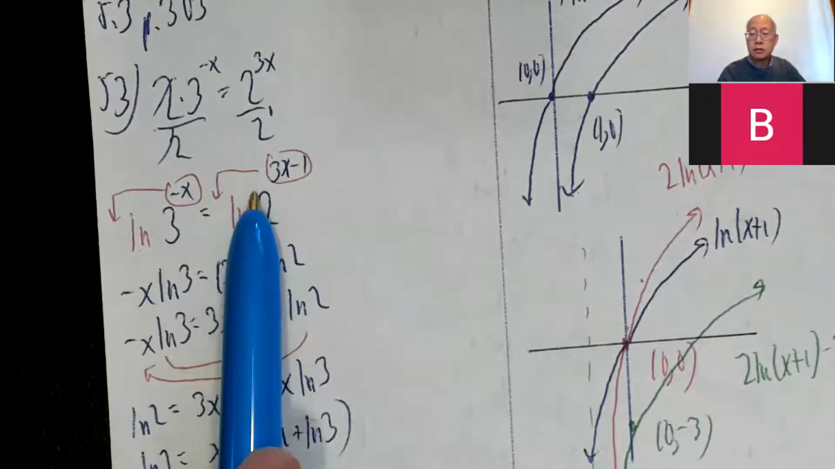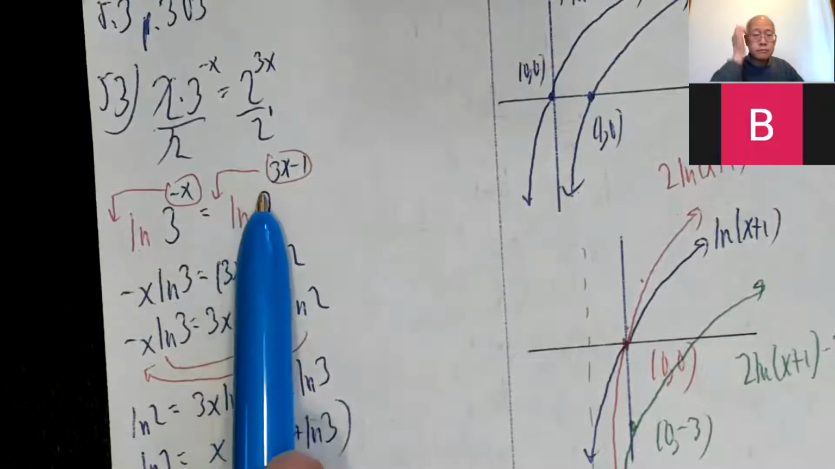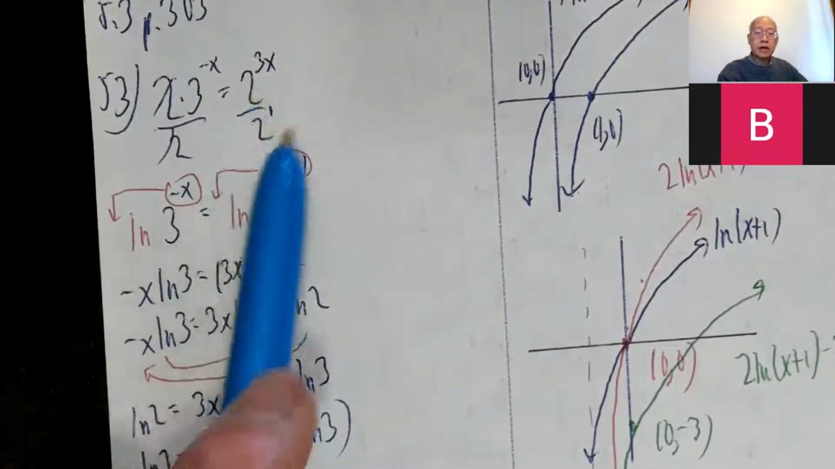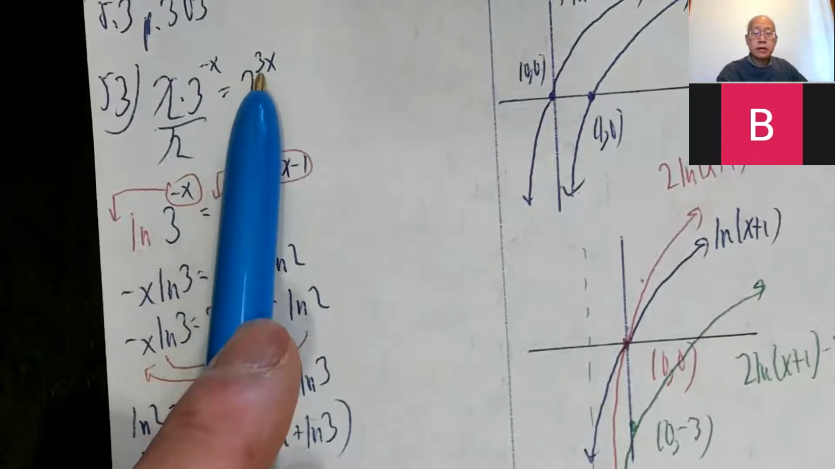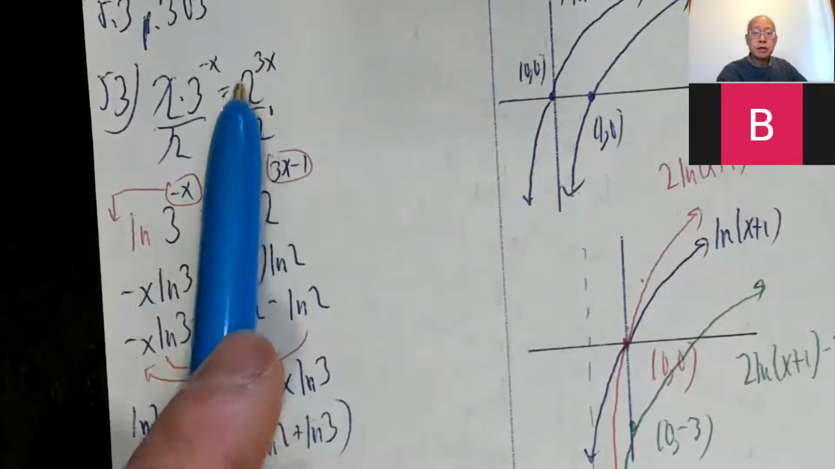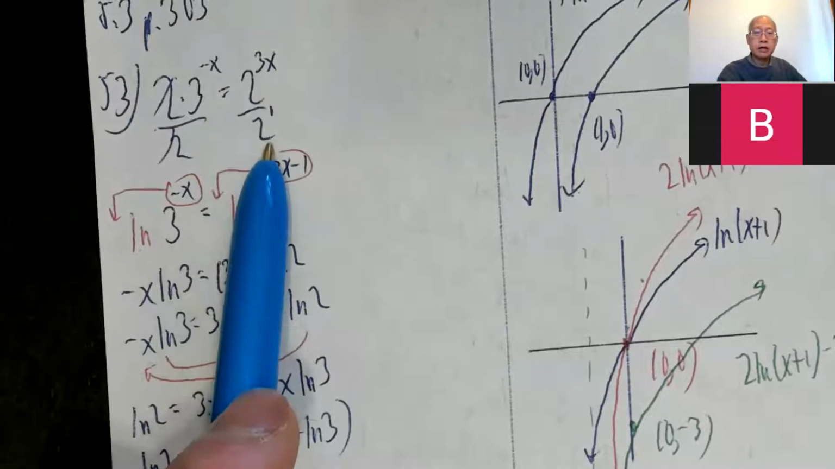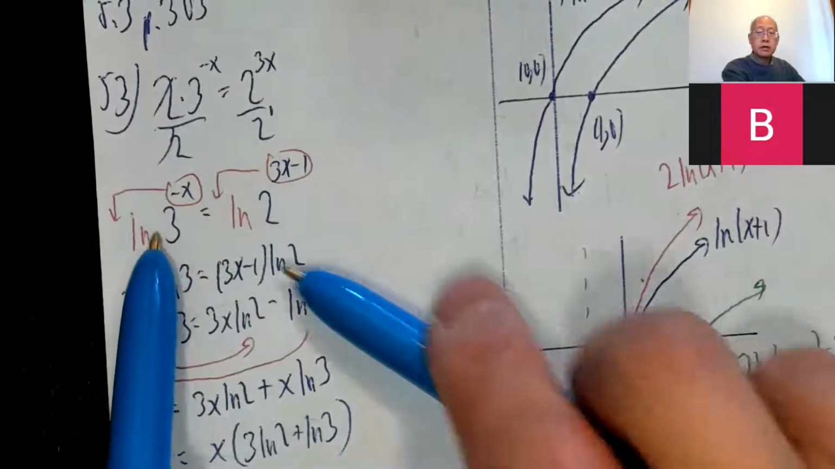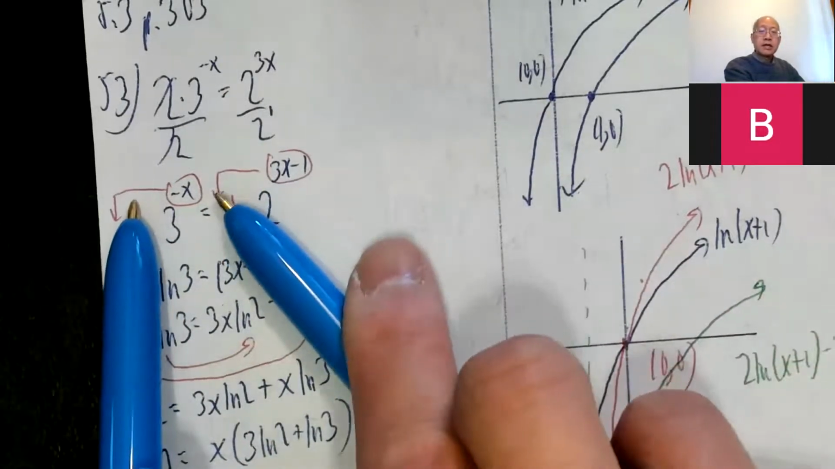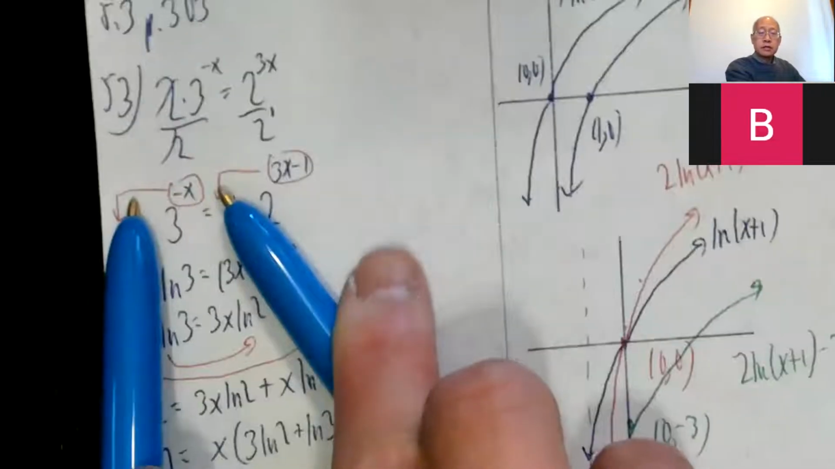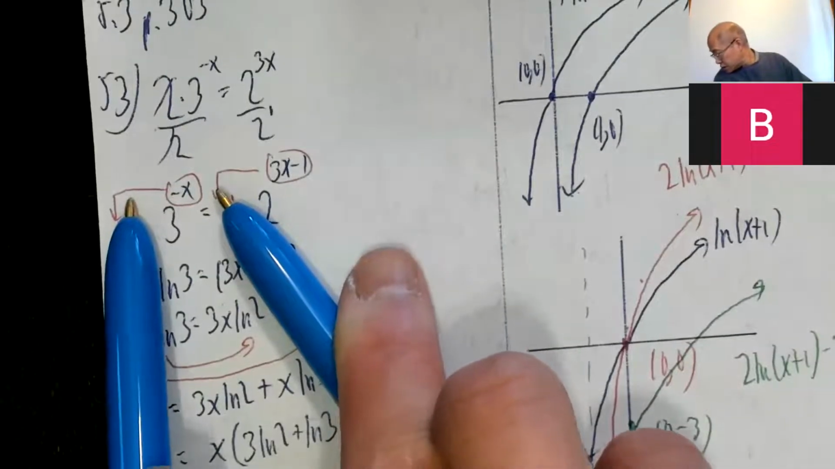I'm sorry, I didn't get the question. What rule changes 3x to 3x minus 1? I'm dividing here. 2 to the a divided by 2 to the b is 2 to the a minus b. I see. Okay. So now it looks like this. That's very much like the quiz, and I think the quiz even had base 2 and 3.